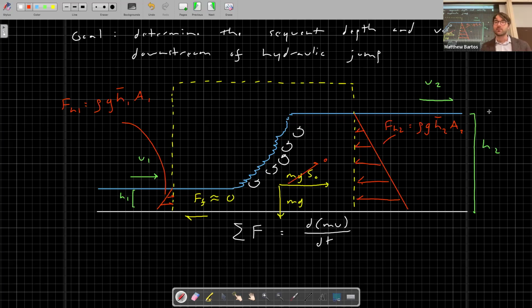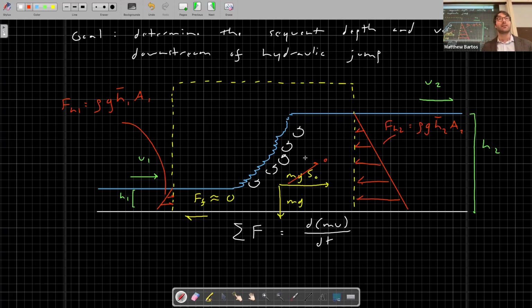So, quiz: is the hydrostatic force at the upstream end the same as the hydrostatic force at the downstream end? No. Which is larger? Right, the downstream end has a larger depth, therefore it's going to have a larger hydrostatic force. That means that the sum of forces is not equal to 0. There will be some momentum flux through the control volume.